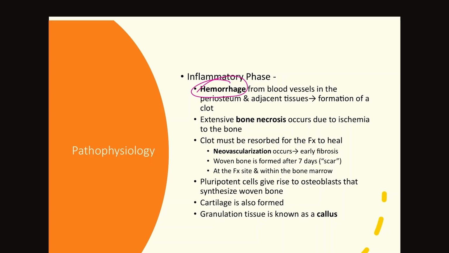So we broke a bone. Bones have a lot of blood supply. They're going to bleed in the area. We have to stop the bleeding, so we have to form a clot. We know how clots form. Platelets get there first, stop the bleeding, and then go on from there. If we don't do all that, we get extensive bone necrosis due to ischemia to the bone.